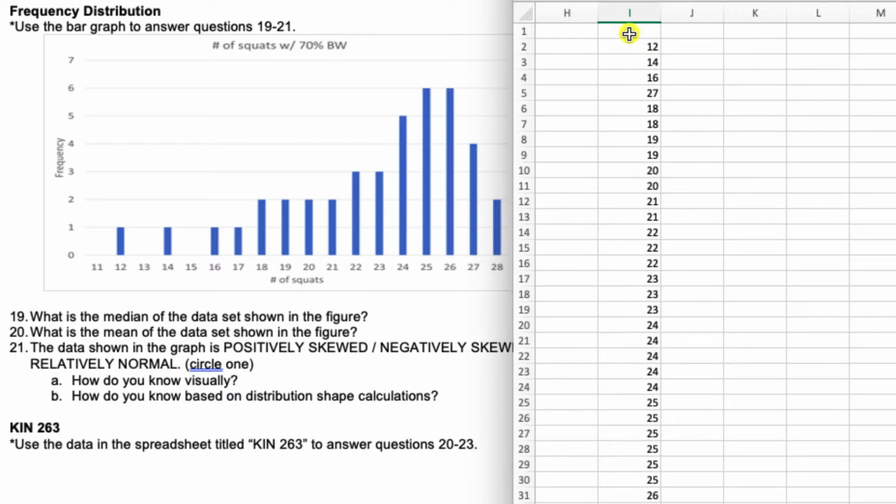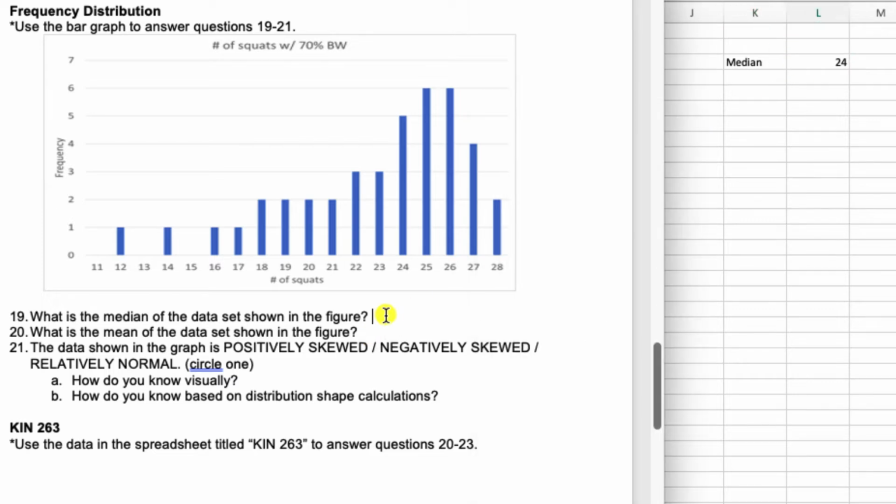So now I've got an ordered list of data, and I can easily calculate the median using my median function. And I can see that that value is 24.